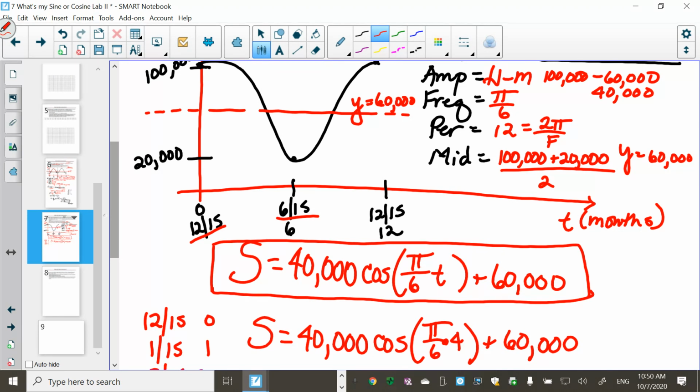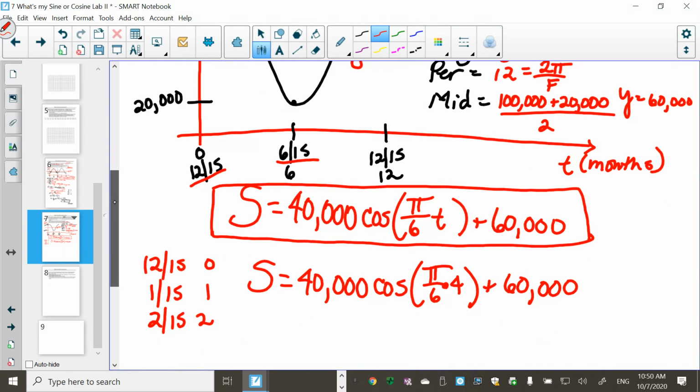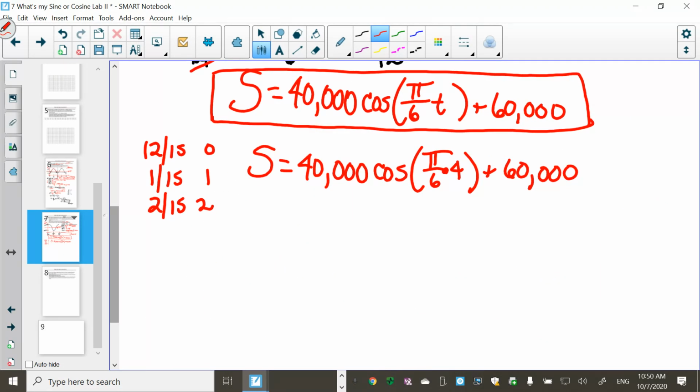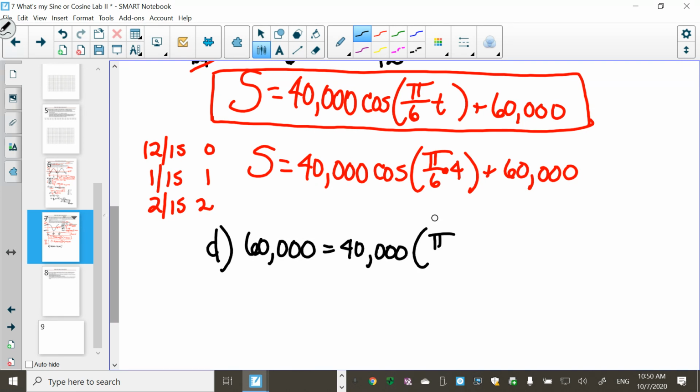The last thing we're going to do is the one that causes people a little pause. It wants to know: find the 2 times in the year that the sales are 60,000. So I'm going to put my equation equal to 60,000. So here's part D. I have 60,000 equals 40,000, oops, I forgot cosine, cosine of pi over 6t, because I'm solving for t, plus 60,000.